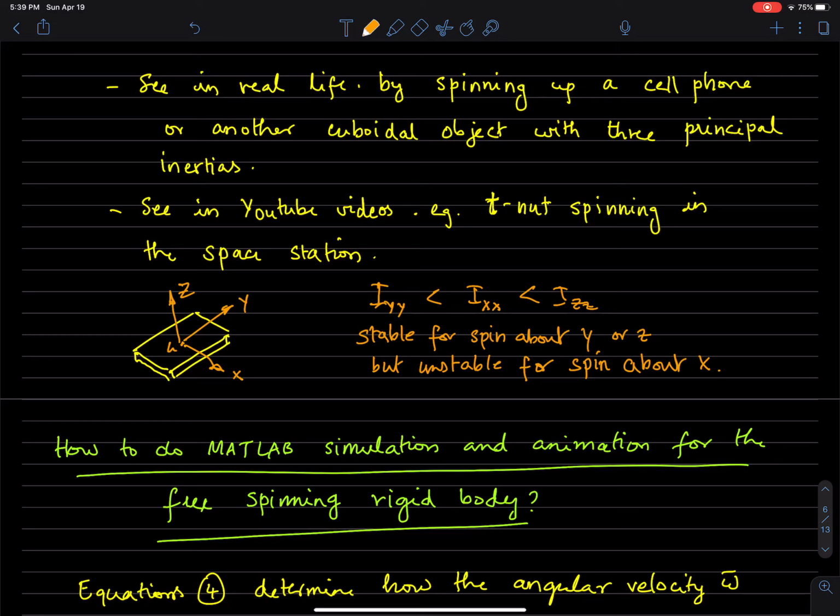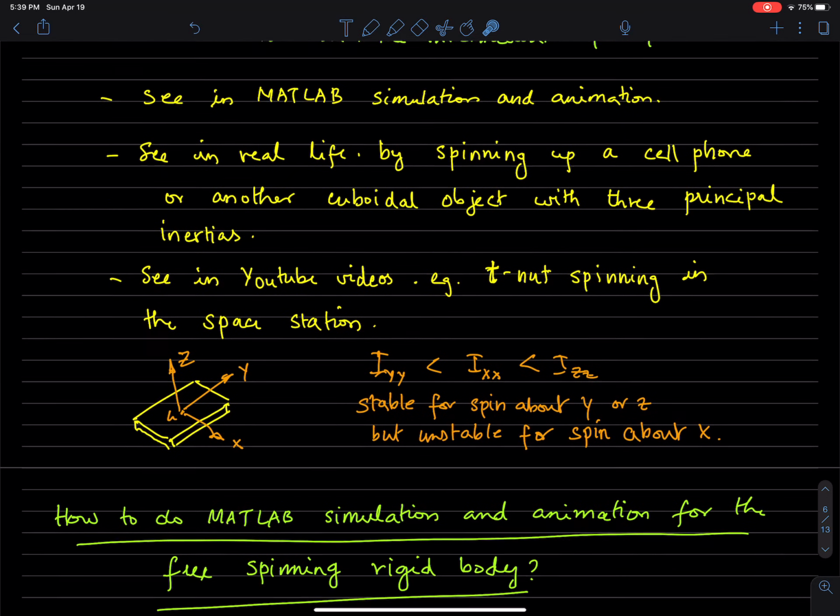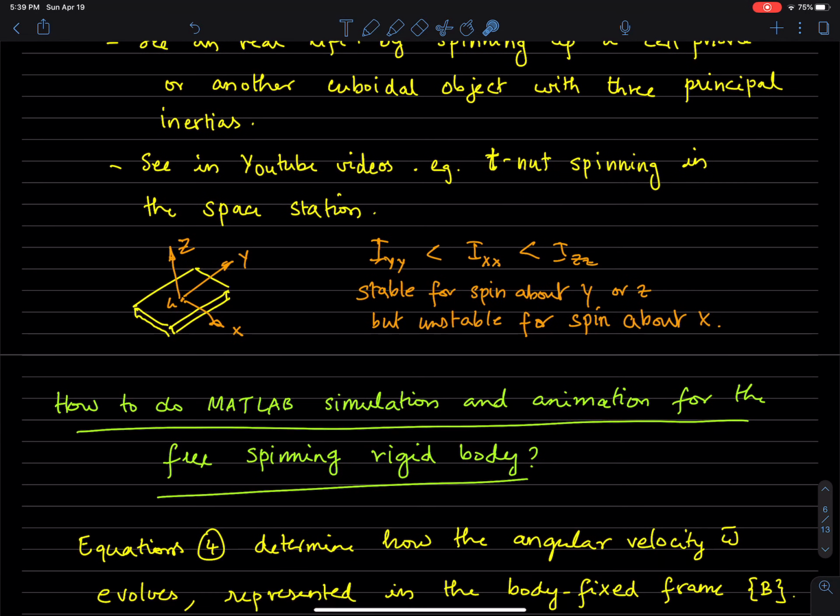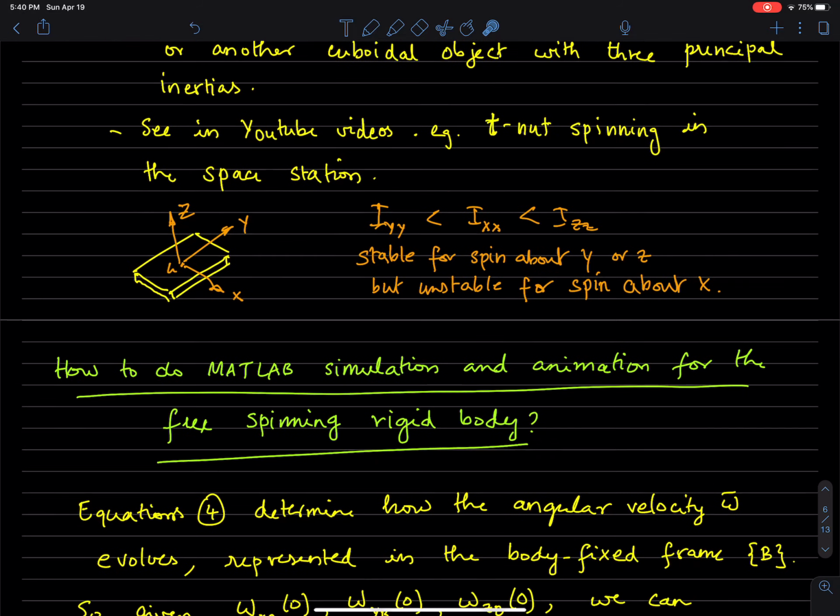Okay, so try spinning it about each of these three axes and see what you get. And of course, you'll have to spin it fast and don't break your phone trying to do this experiment. Okay, so that's a very famous example or result in mechanics. And like I said, we'll link you to some YouTube videos on this topic.